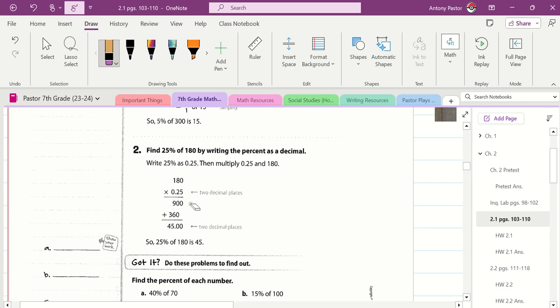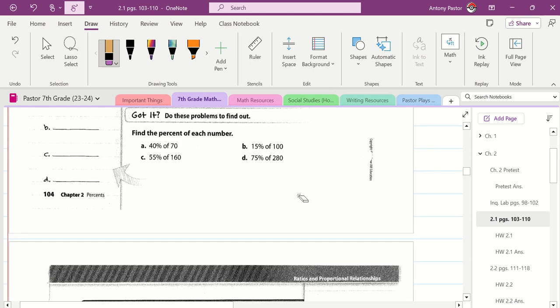So my answer should be 45. And it is. Here they show the long method of multiplying. They did 5 times 0, 5 times 8, 5 times 1. Then placeholder 0 should be here. 2 times 0, 2 times 8, 2 times 1. They add it together, count the decimals, or 2 after, so it becomes 45.